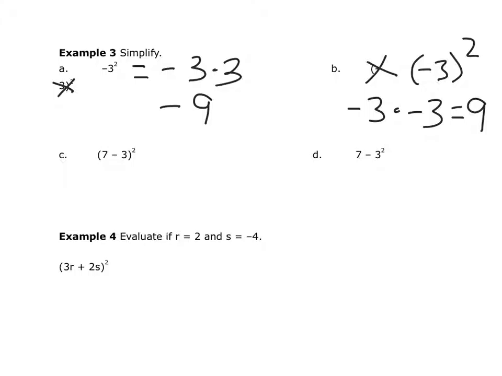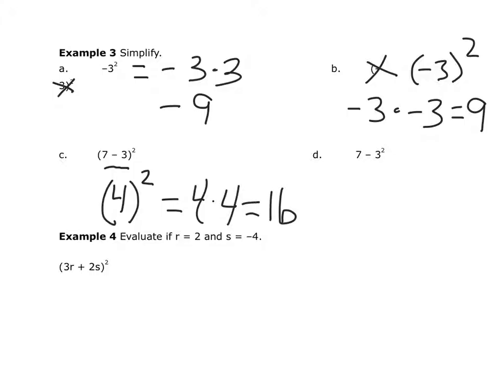On this one, make sure you use the order of operations. We want to do inside parentheses first. So I would do the 7 minus 3, and it would give us 4. I always keep the parentheses around just in case that number ends up being negative. I get the sign correct. 4 squared means 4 times 4, which is equal to 16.